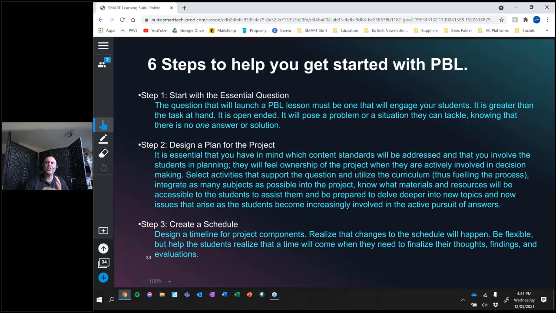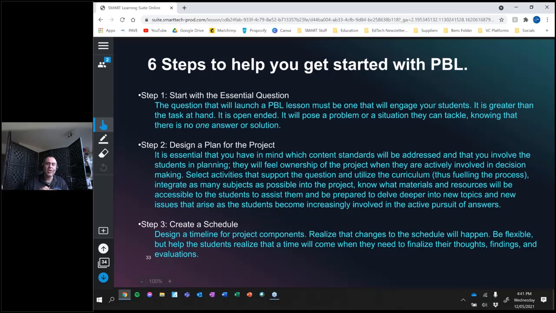It must engage your students. So you know your students really well. Think about what is an essential question that you could pose to them that would get them thinking and that might actually trigger an interesting discussion or trigger them to start talking about their interests.